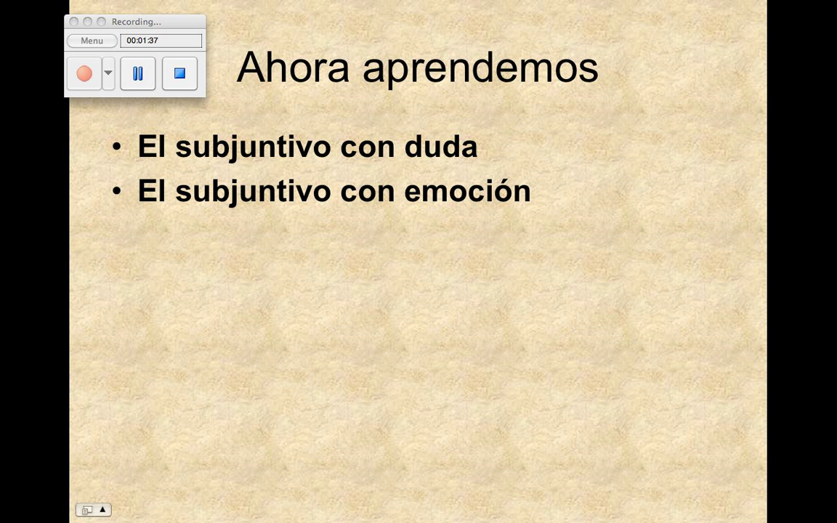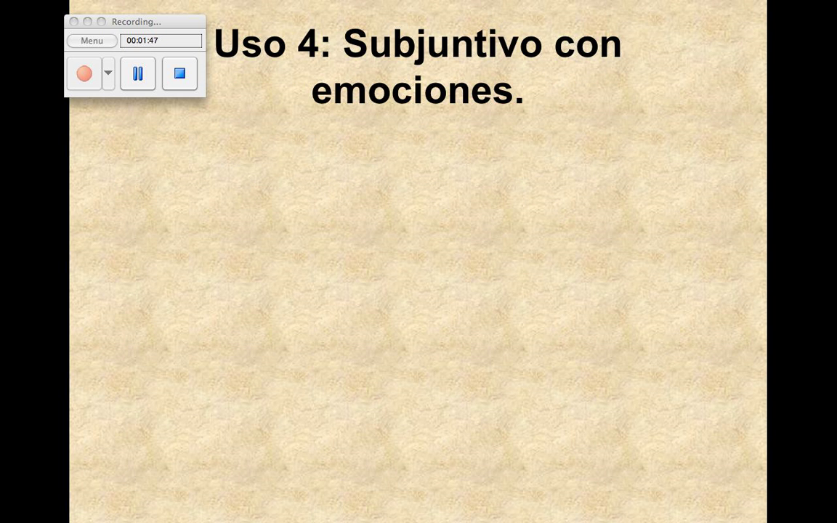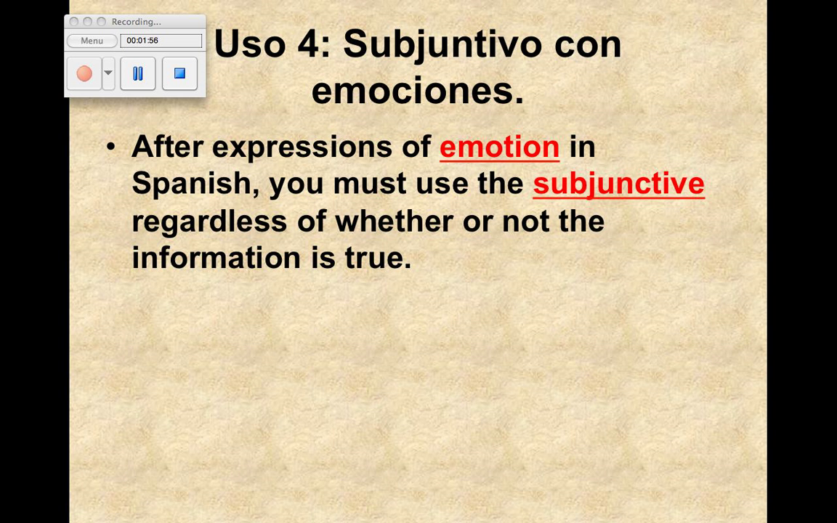So we're going to start with emotion first, and then we're going to move to doubt, duda. The ones with doubt are going to be a little bit trickier, okay? Now, many of these verbs are on the back of your vocabulary sheet. This is what we're going to be covering. So, subjunctive with emotions. It's the same concept, okay? You're going to have an expression of emotion, and the verb that follows is going to be in the subjunctive. We use the subjunctive regardless of whether or not the information is true, but with emotion we use subjunctive, okay?